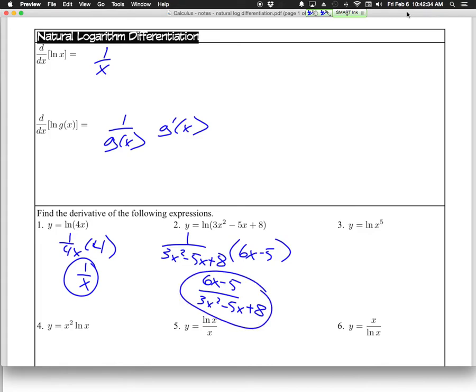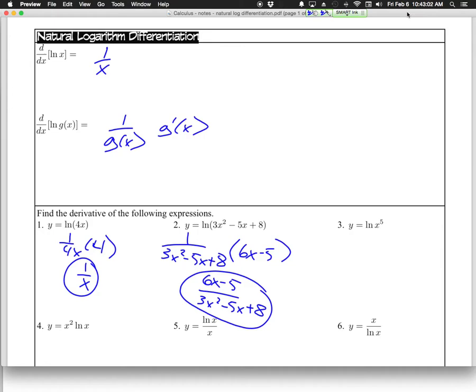What's another way we can think about finding the derivative of natural log when you look at that? What's in the numerator? The derivative of the inside. And what's in the bottom? The inside. So what's the derivative of natural log? The derivative of the inside over the inside. That's another way you can think about it.